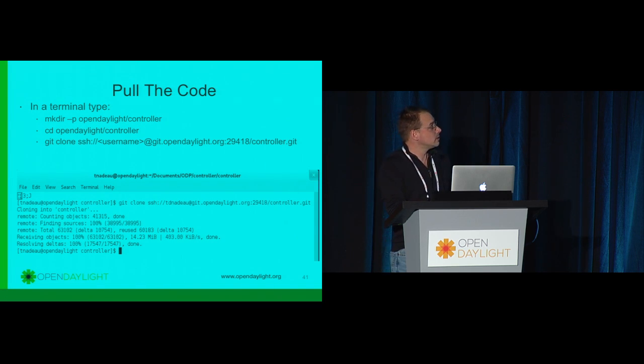Once that's set up, go into the terminal and make a directory that's going to house your controller code. At the top of the VM, I just use OpenDaylight as my root, and then make a directory called controller. It's important that it's called controller. Go into that directory and issue this command.